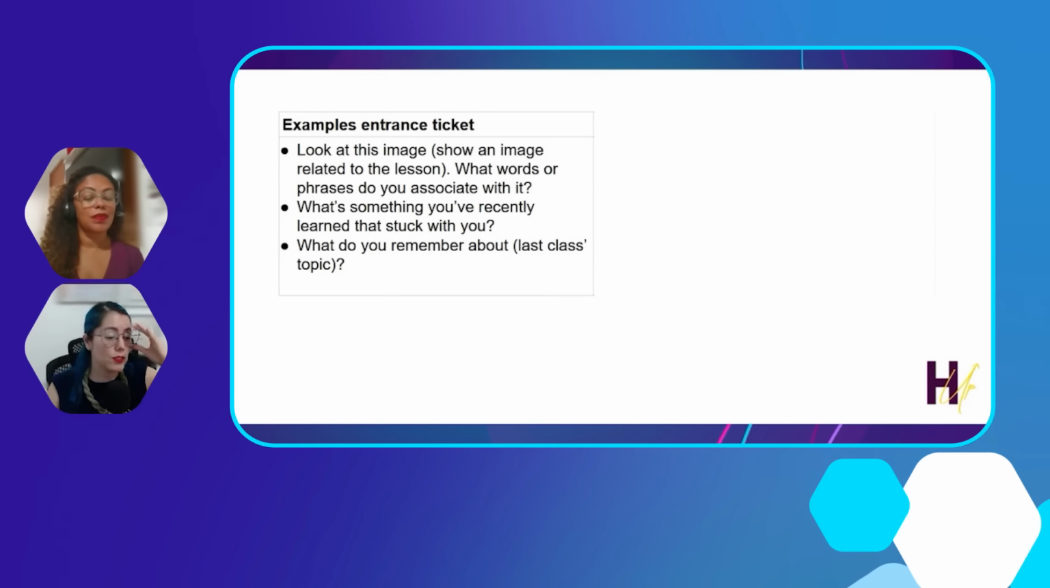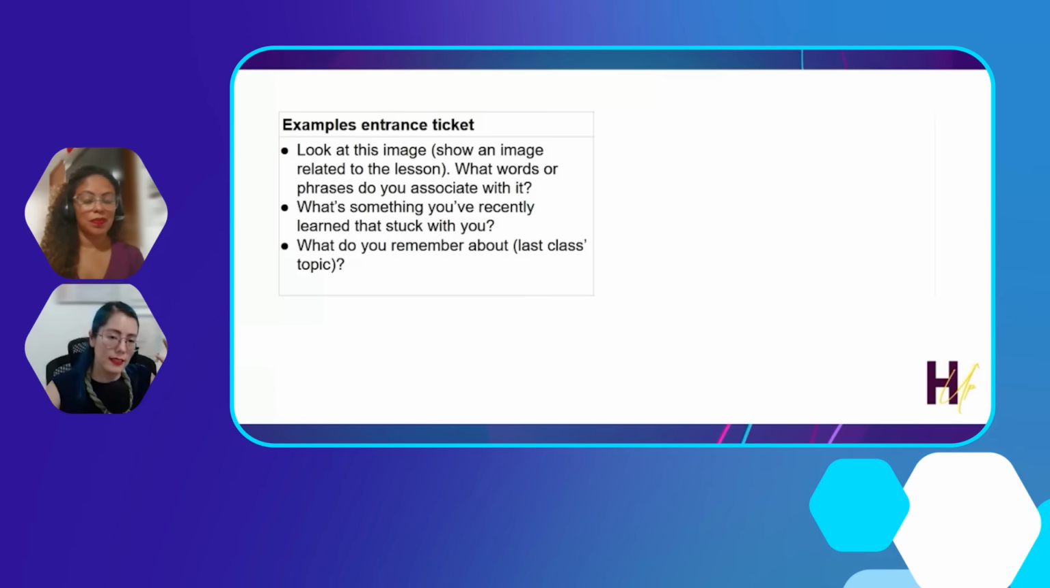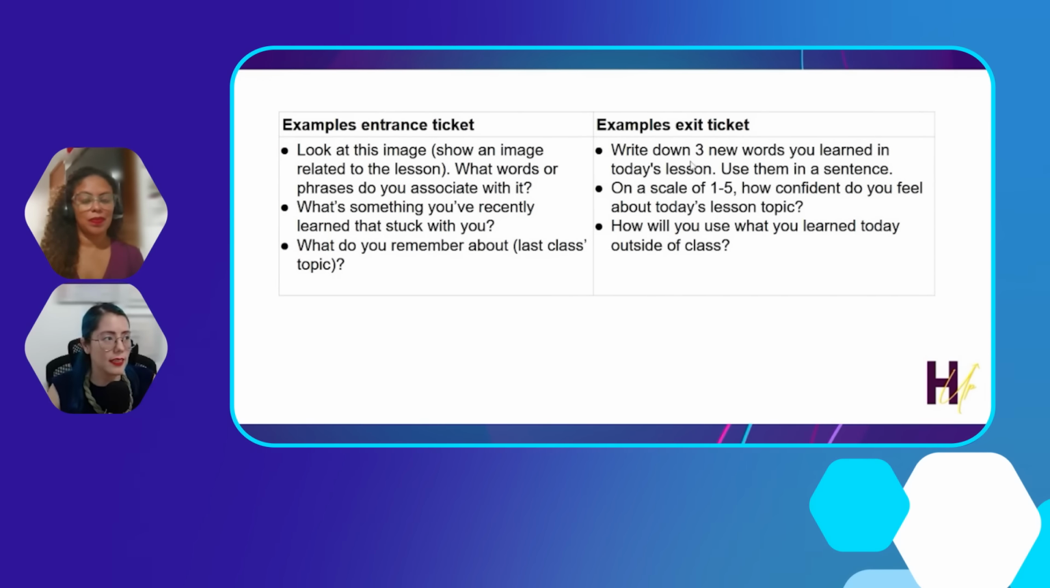We also like to ask them to take a look at their list of vocab that they build on their own and say, hey, what is something from that list of vocab that you want to bring back, etc. And also exit tickets: write down 3 new words you learned in today's lesson. On a scale of 1 to 5, how confident do you feel about today's lesson topic? And how will you use what you learned today outside of class?